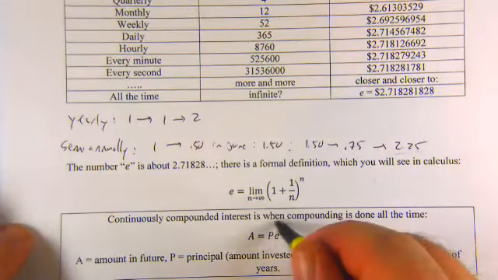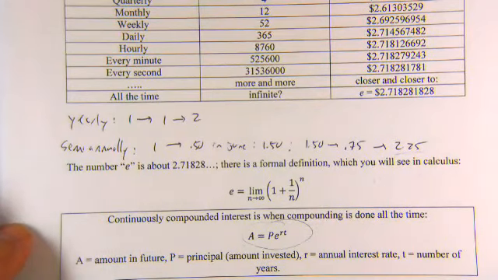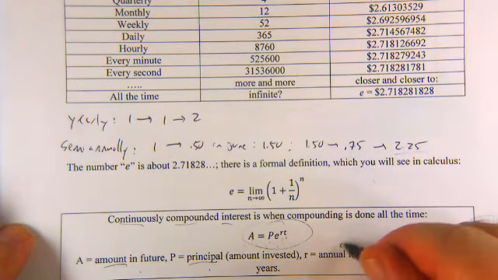So the compounding interest formula, when you're compounding all the time, which is called continuously compounded interest, is A equals P e to the RT. A and P are still the same. This is what you invest, this is what you have in the future. R is your interest rate as a decimal.